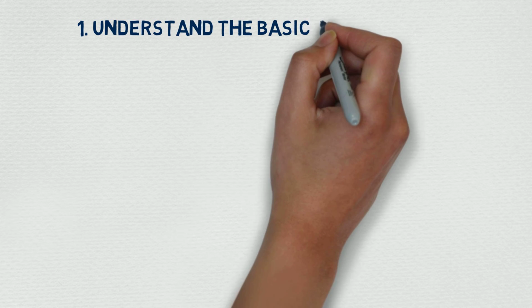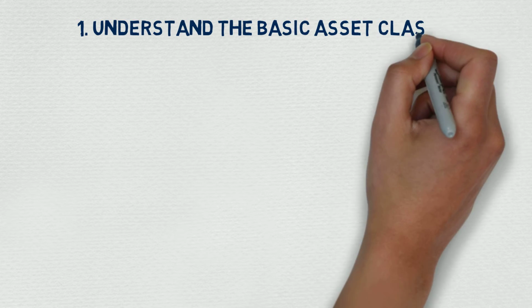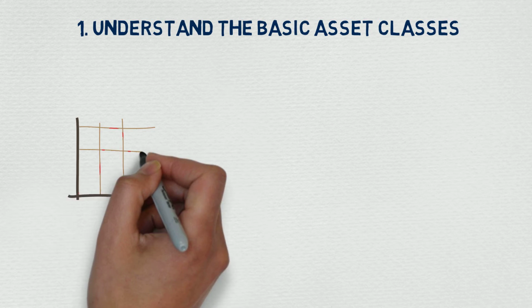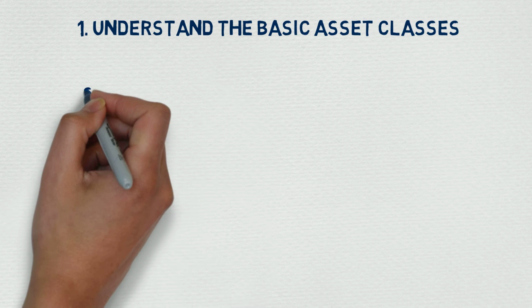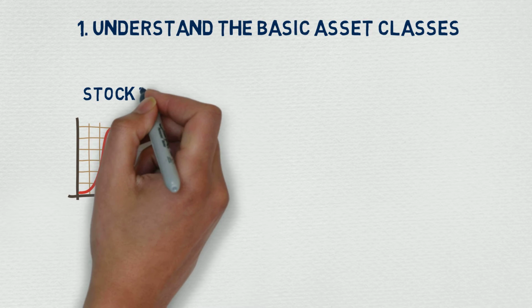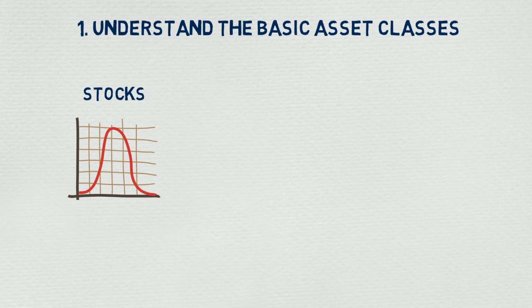First, you must understand 3 fundamental asset classes: stocks, bonds, and cash equivalents. Stocks, also known as equities, are shares of ownership in a company. Historically, stocks have greater investment risk than the other asset classes, but have the highest potential return.